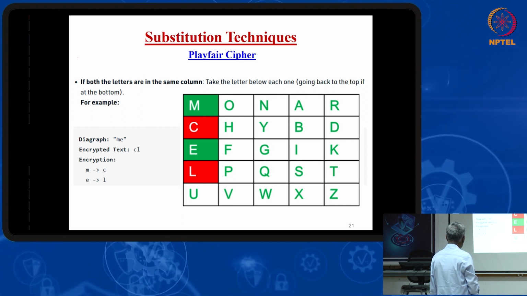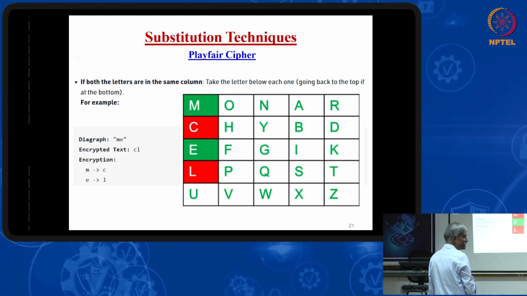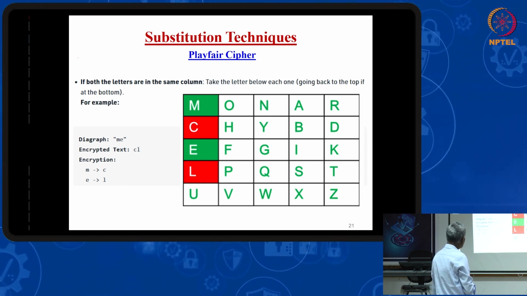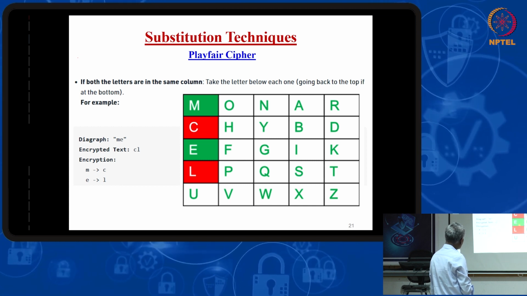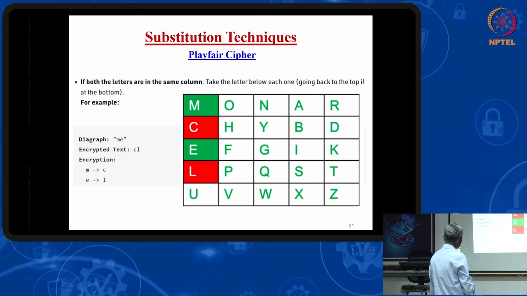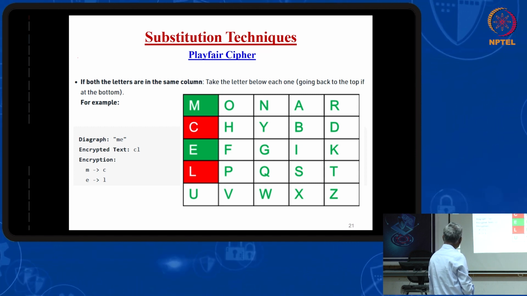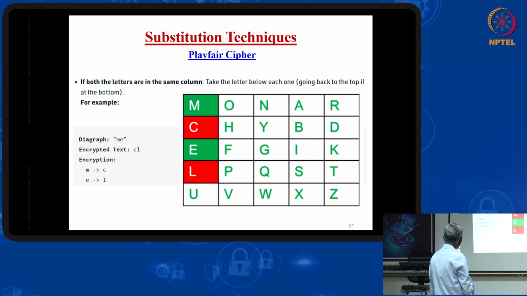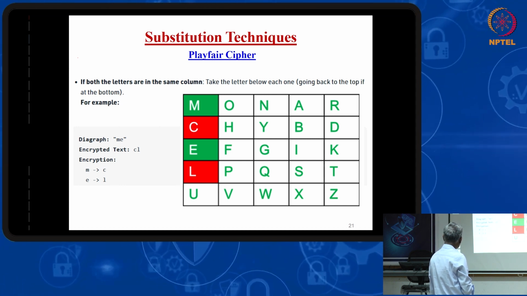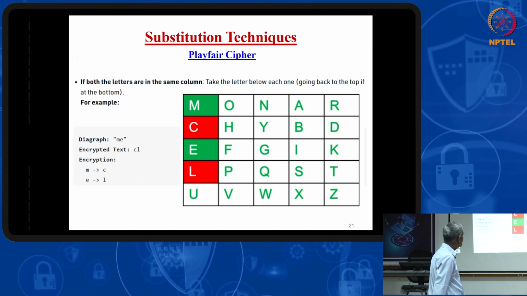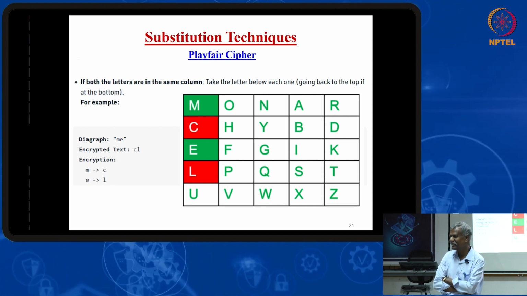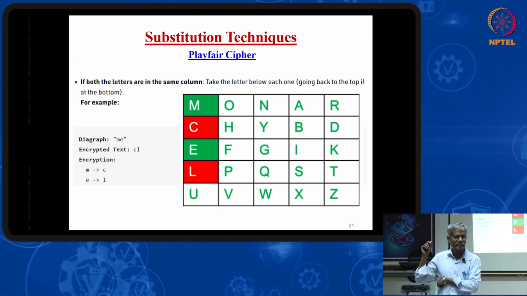ME, they are in the same column. What is below M? C. What is below E? L. So M is encrypted as C, and E is encrypted as L. ME is the plain text, and the ciphertext is CL. CL is shown in red color, ME is shaded with green color. Are you getting this?